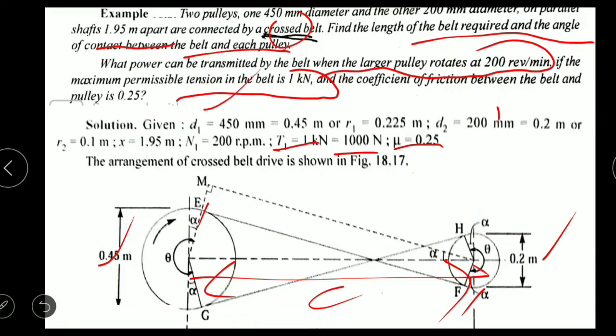Bigger pulley D1 here, they have considered. You can write capital D also, and the smaller one small d, and they have taken the radius. This numerical is basically from a reference book, so they have used another notation, so please understand, don't confuse. This will be the diameter 200 for the smaller pulley. I can take small d and radius small r, and distance x. See here they have taken x, we have considered c, the center distance, so don't confuse. 1.95 meter, n1 is 200 rpm, which is nothing but the bigger pulley rpm, and the tension on the tight side they have given, and the coefficient of friction.